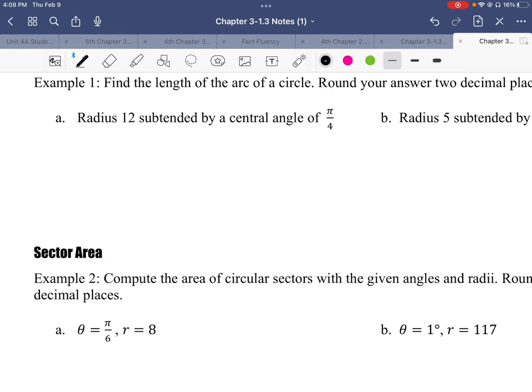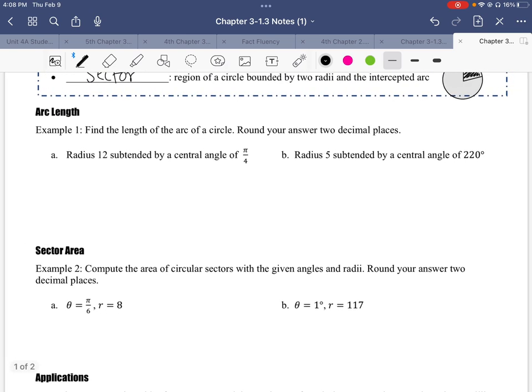So finding the length of the arc of a circle, you need to realize that a circle has a circumference measurement already. We know how to find the circumference of a circle. The circumference of a circle is 2 pi r, or diameter times pi, because 2 times r is diameter. So either way, it depends on what it gives you, which one's super helpful, right?